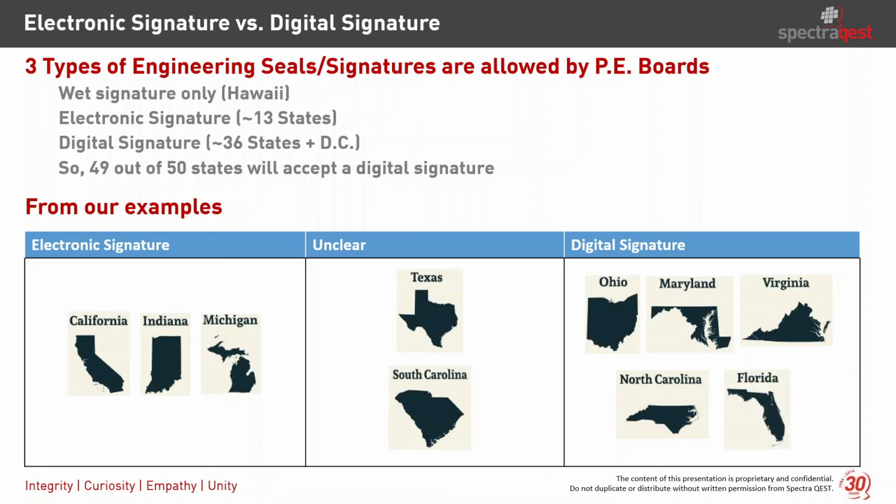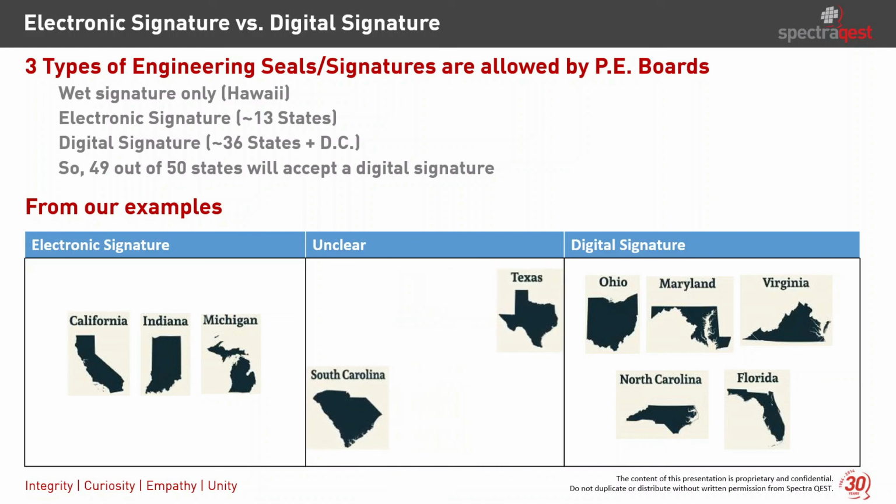Now, out of those two states in the middle, the interpretation I would take is somewhere like this. Texas leans more towards the digital signature side of the requirements, whereas South Carolina probably leans closer to the electronic signature side of the requirements.